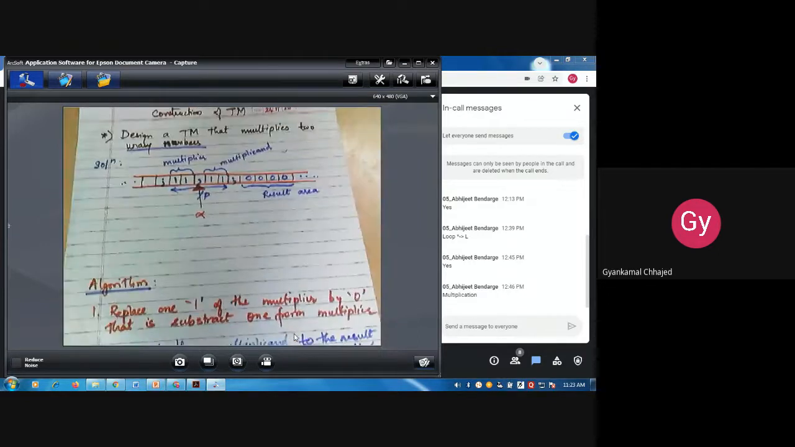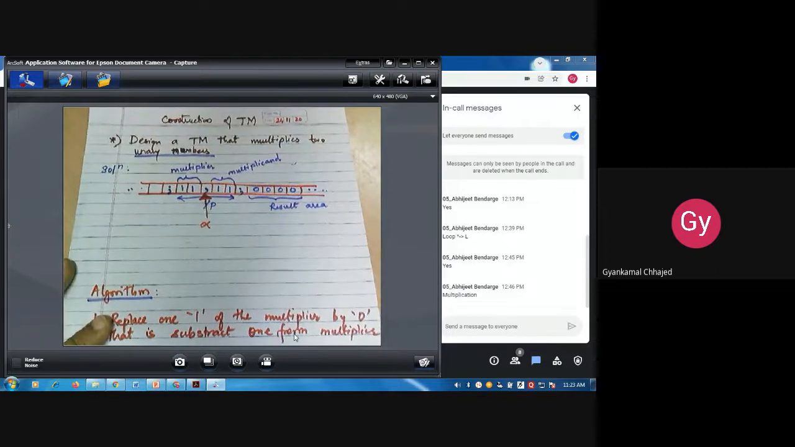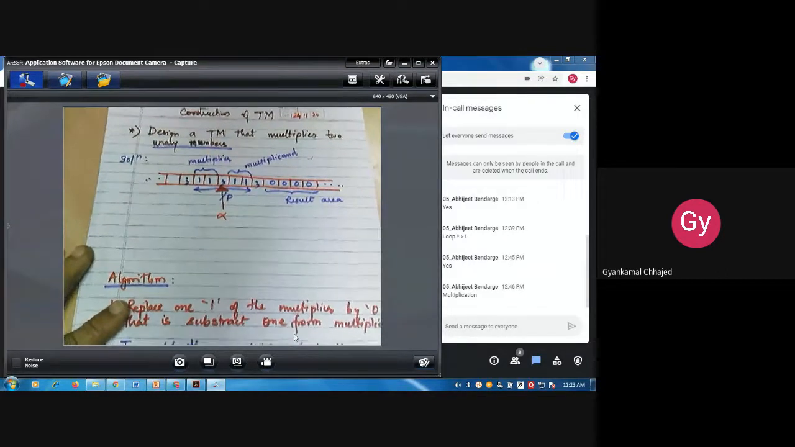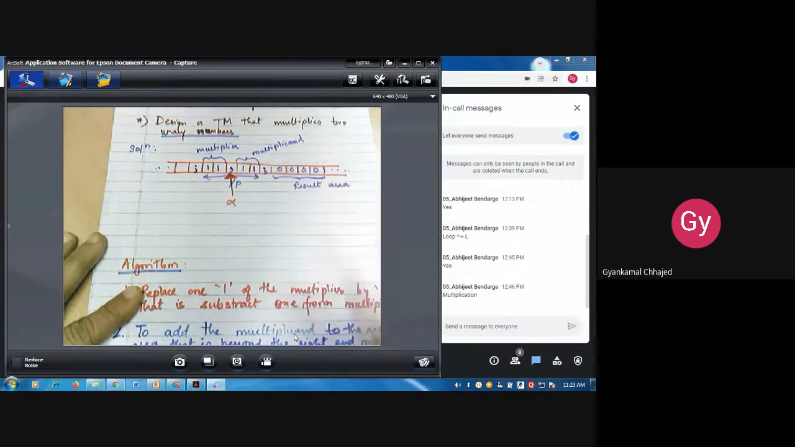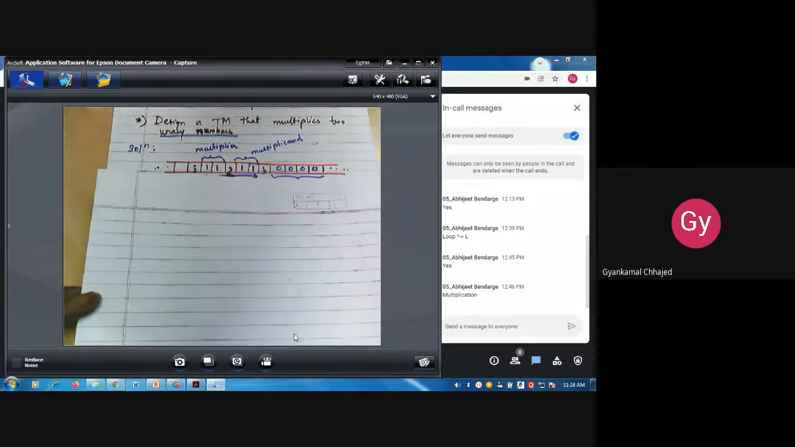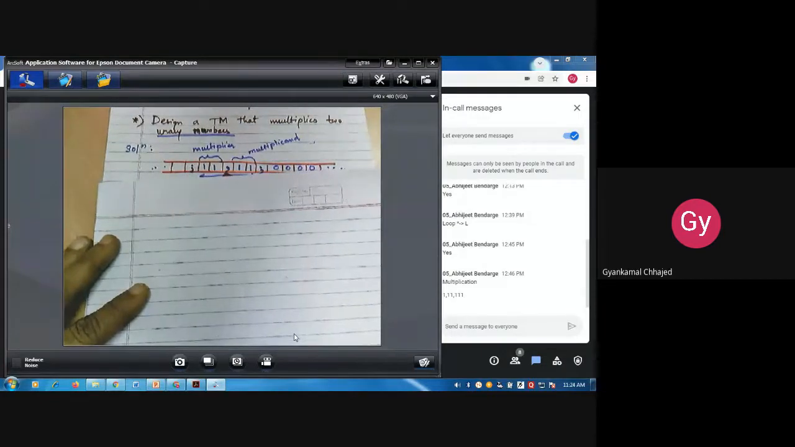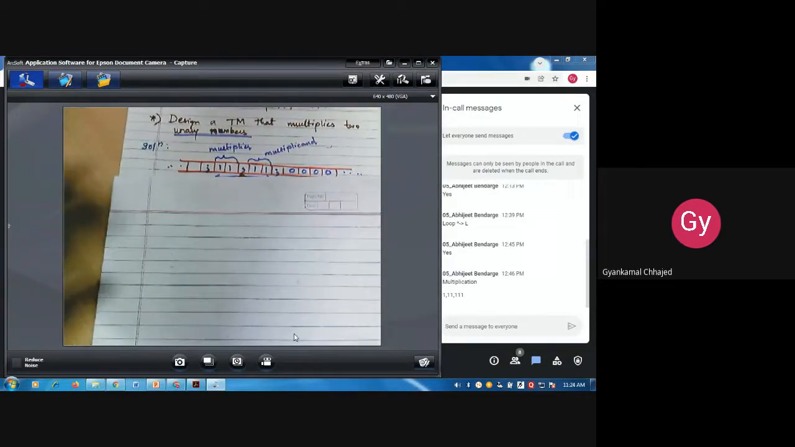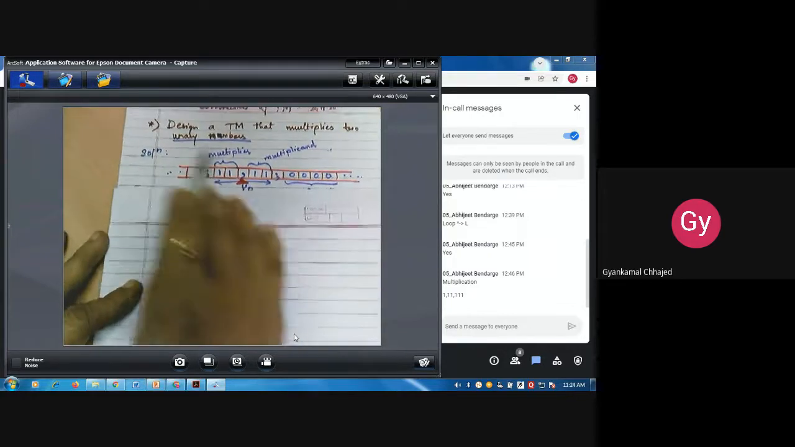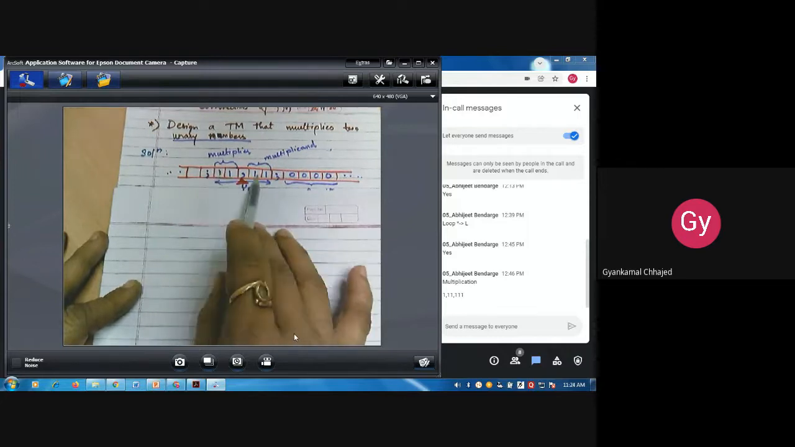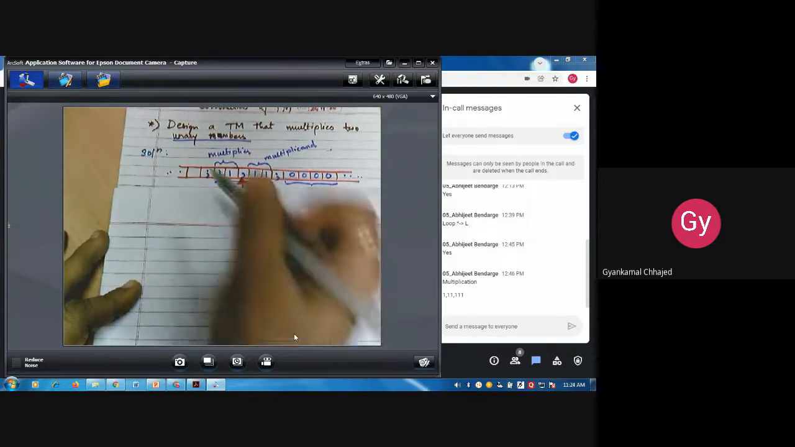Okay. So we want to construct a Turing machine which will be designed to multiply two unary numbers. Now here we'll be talking about unary numbers. I hope you understand unary. What do you mean by unary numbers? The number system in which only a single symbol is used is a unary system. Okay. So here in this case we have considered the unary symbol as 1.